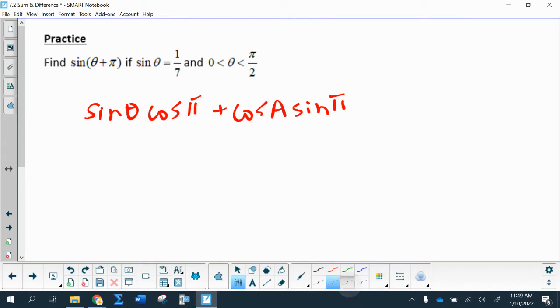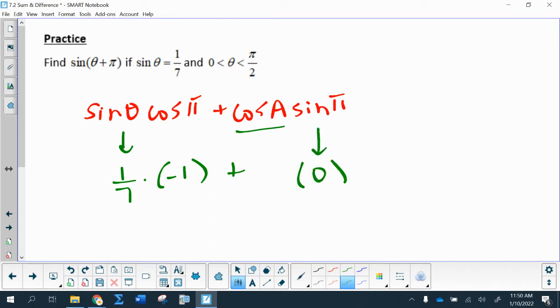Well, you've already been told that sine of theta is equal to 1/7, and you hopefully remember that cosine of pi is equal to -1. So cosine of pi is -1. Okay, what I'm going to have to figure out is cosine of theta, or maybe I don't, because sine of pi is actually equal to 0. So what this is doesn't even matter because we're multiplying by 0. So the whole thing actually becomes -1/7.